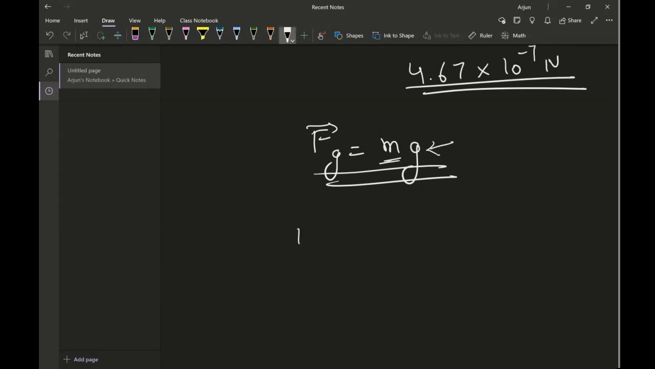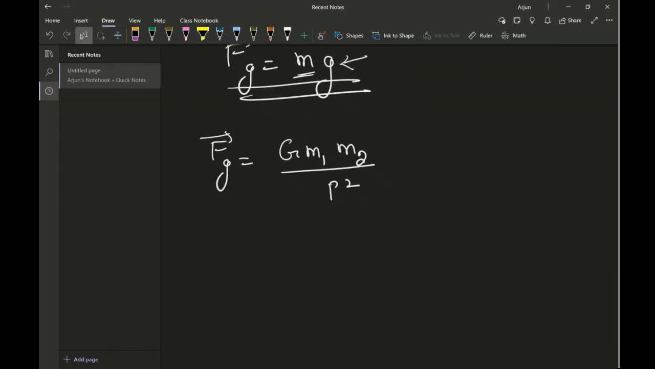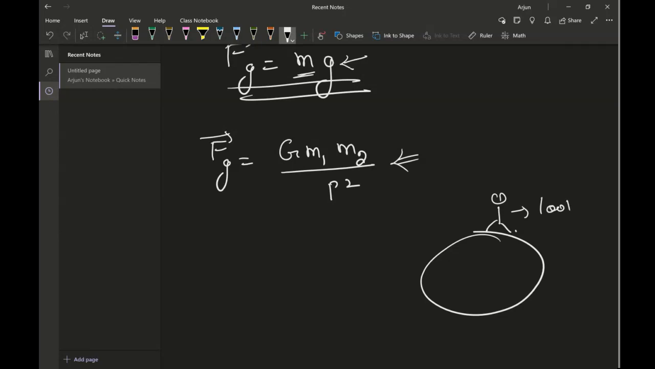Now, if I see this formula Fg, which is G m1 m2 divided by r squared, let's say I wanted to apply this formula on the Earth. So this is Earth and I'm standing on the Earth. My body mass, just for the sake of simplicity, I'll say 100 kg.